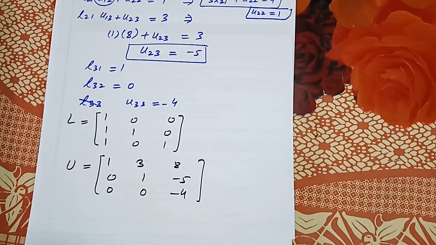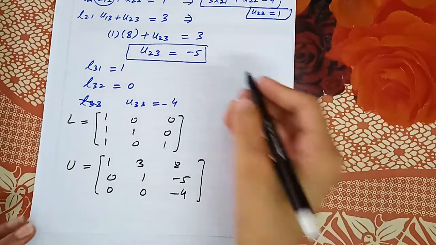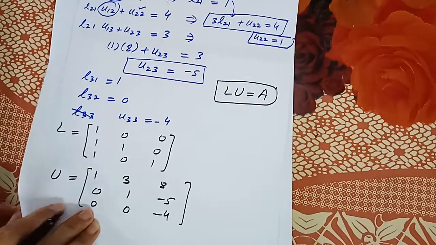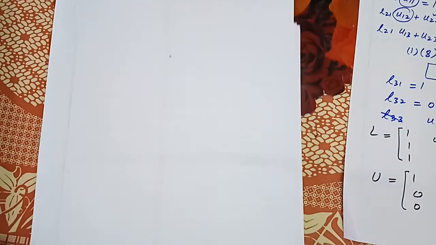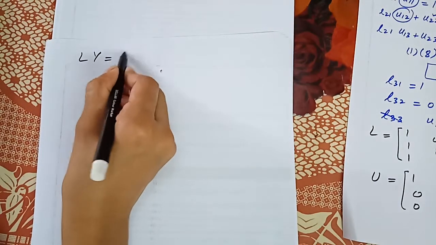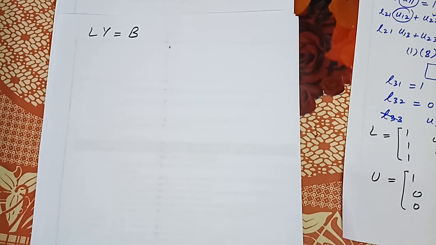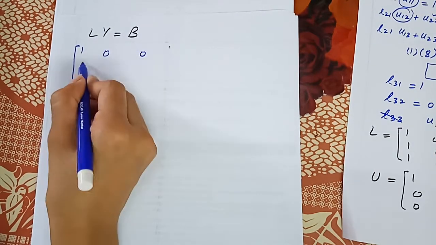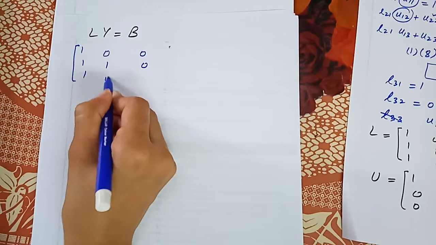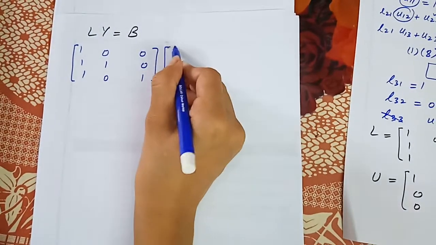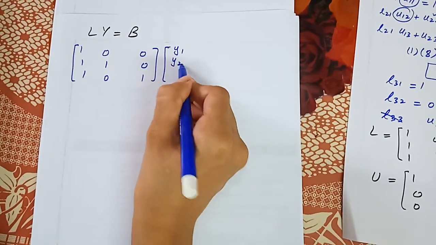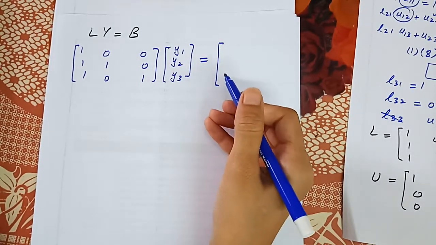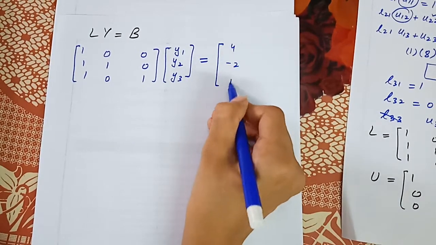Now we got all these entries. So let's write up another equation. We started from the first equation, LU equals A. Now we have to take the next equation, that is LY equals B. Now what was your lower triangular matrix? Write it here. That was 1, 0, 0, 1, 1, 0, 1, 0, 1. Multiply it with the Y matrix that you took in the start, Y1, Y2, Y3, equals the B matrix. And your B matrix was 4, minus 2, and 1.